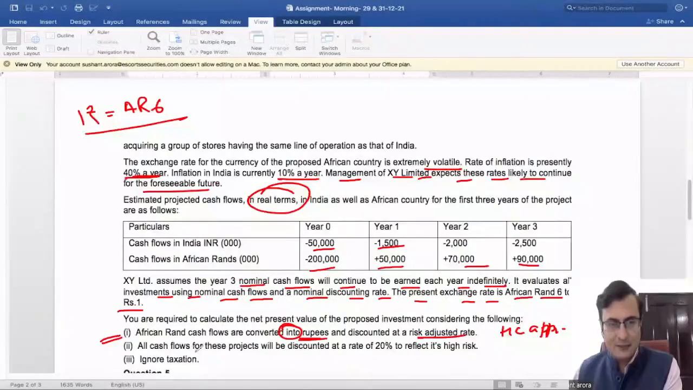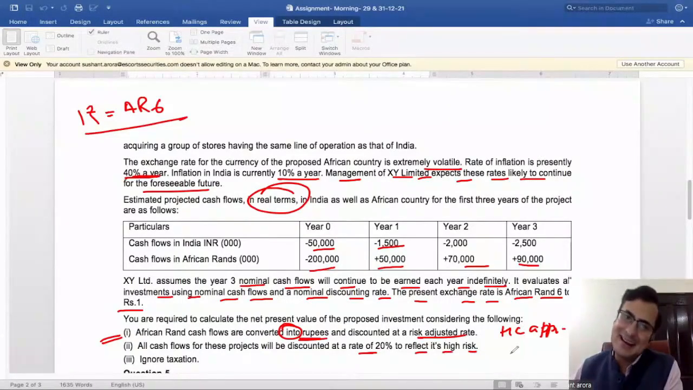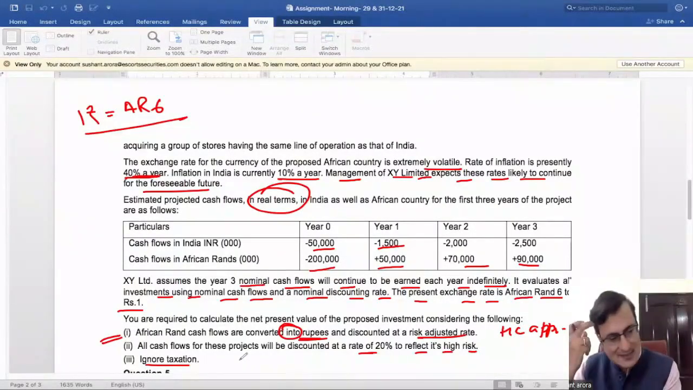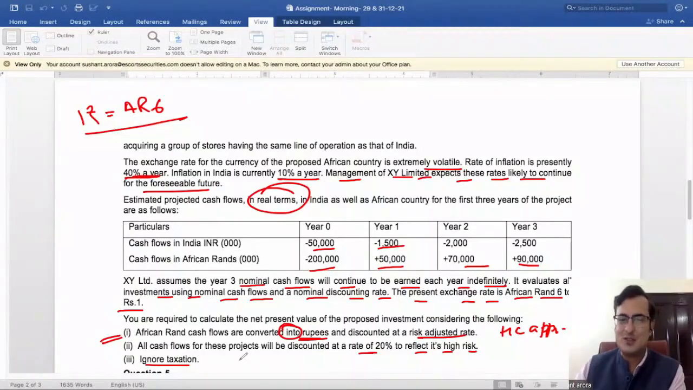Second, all cash flows of these projects will be discounted at the rate of 20% to reflect its high risk. Ignore the taxation. Is it clear, guys? No doubts? So shall we start?